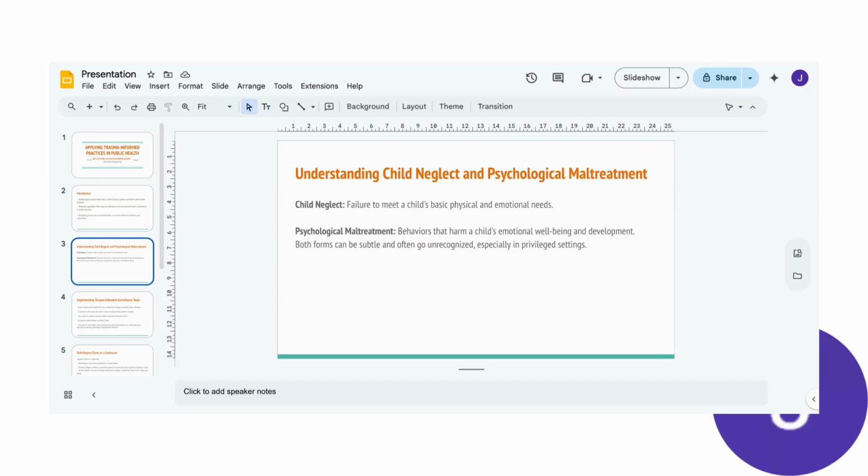Child neglect refers to failure to meet a child's basic physical and emotional needs. Psychological maltreatment also refers to behaviors that harm a child's emotional well being and development. Both forms can be subtle, making them challenging to identify, particularly in families with socioeconomic advantages.